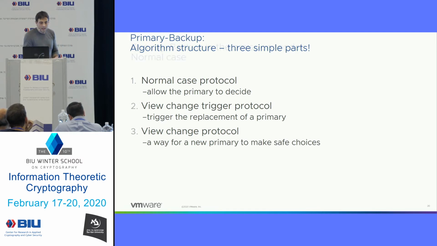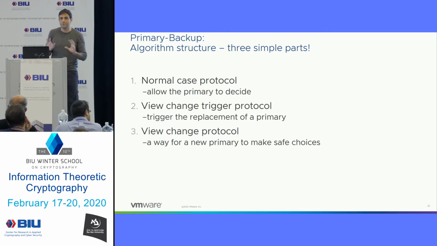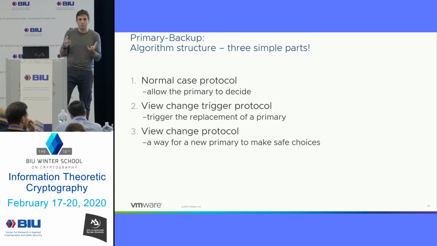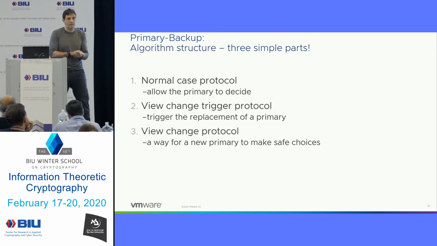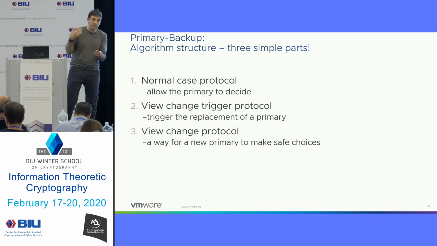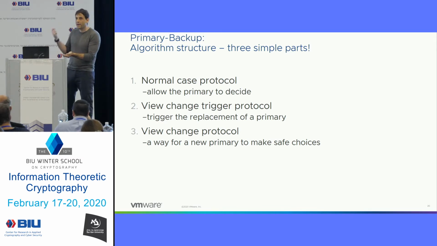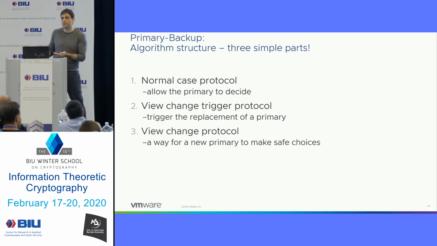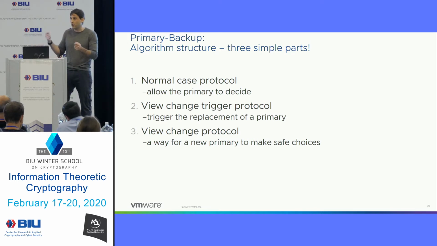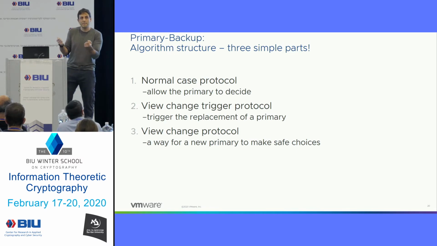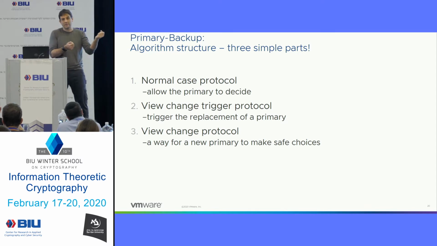So these primary backup protocols are built of three parts. The first part is the normal case protocol, where the primary is allowed to commit messages, and essentially if the primary is non-faulty, then decisions will be made. The second part is a way to replace the primary. First we have to trigger this replacement. And the second thing is we have to actually run this view change protocol, which we discussed, which makes sure that if the previous primary decided something but was faulty, and somehow this decision didn't arrive to everybody, then this new primary will take the same value as the old primary.